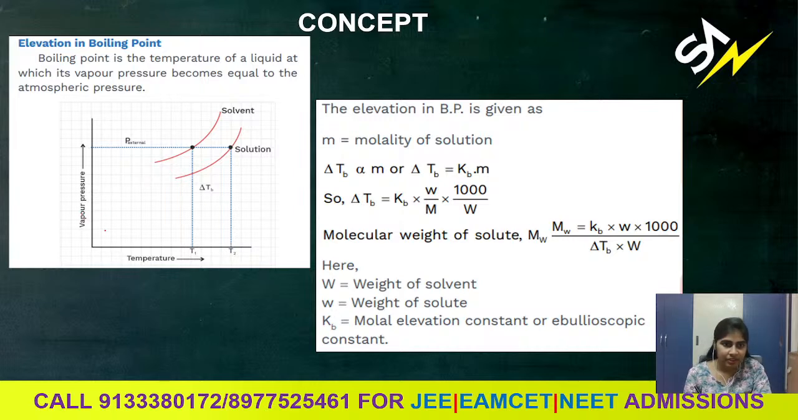There is a graph between vapor pressure and temperature. You have two boiling points: one line is for the solvent and one is for the solution. What happens if we add a solute? The boiling point of the solution will be increased. It means it is elevated. That elevation in the boiling point is the colligative property.